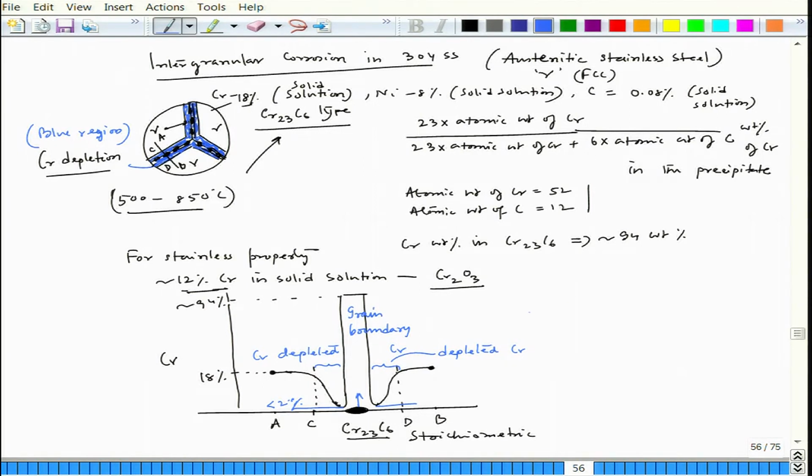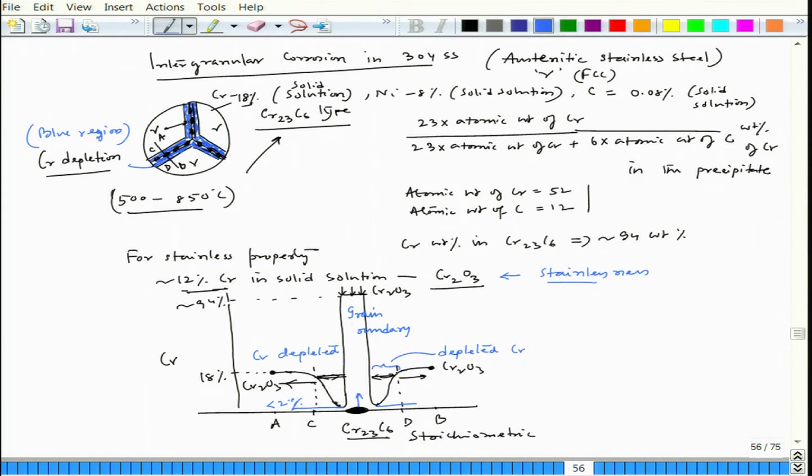Now, chromium needs to be more than 12% for the stainless property, or we can say stainlessness. Since we have a small region which does not have chromium sufficient to give the stainless property, chromium oxide cannot form over there if we expose it to the environment. But chromium oxide will form easily from this onwards, but in this zone chromium oxide cannot form. Again, chromium oxide can form here. So, here chromium oxide, here chromium oxide, if we consider passivation.